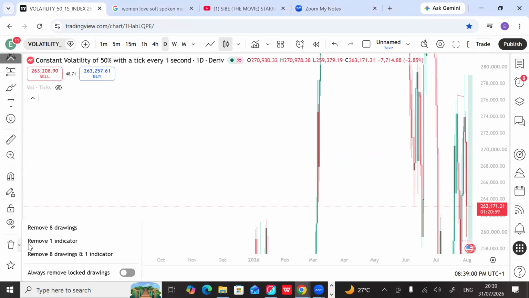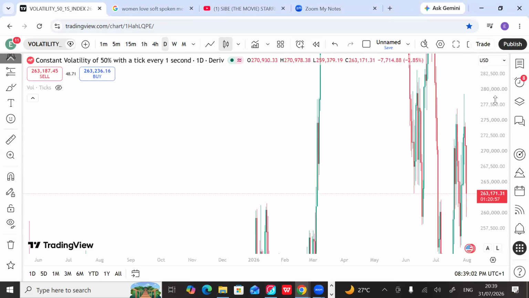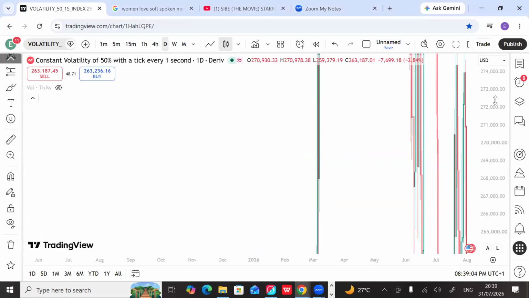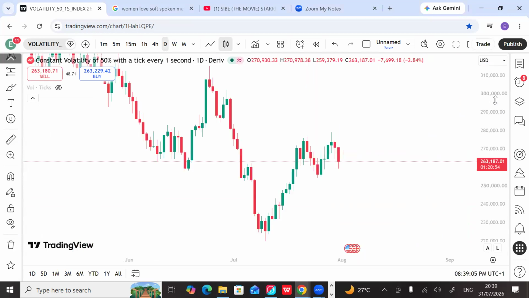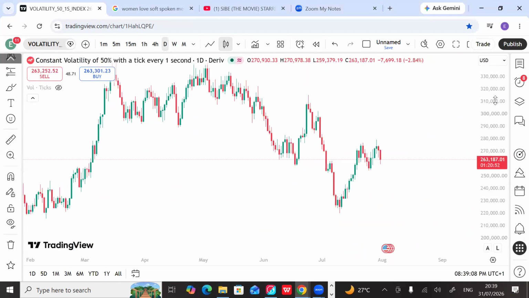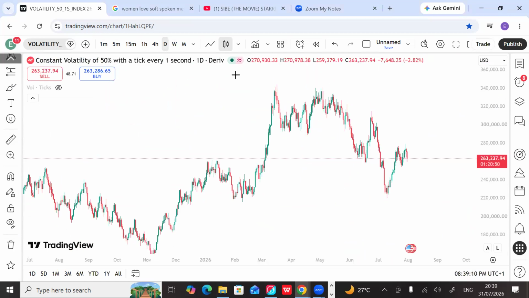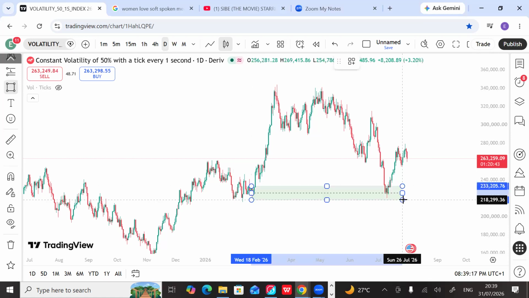So how was I able to get my bias for this? It's very simple stuff. Very, very easy and straightforward. Look at this. Where is price reacting from? This big push to the downside. Where did we react from? We reacted from here, right? This was a break of structure.